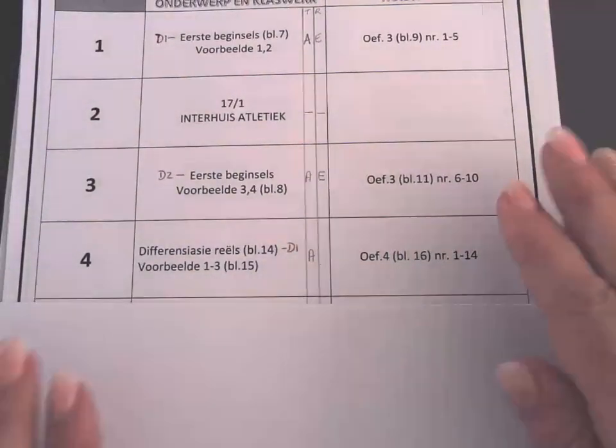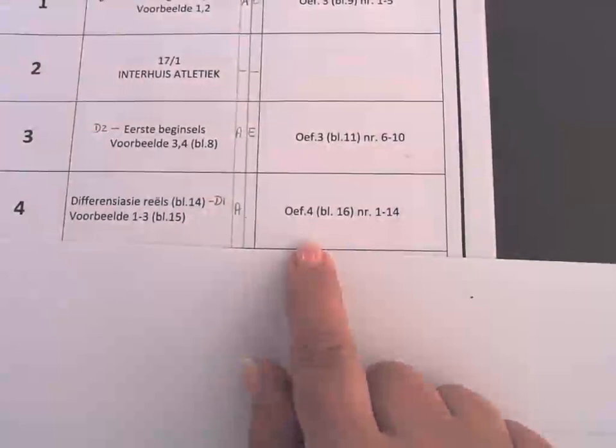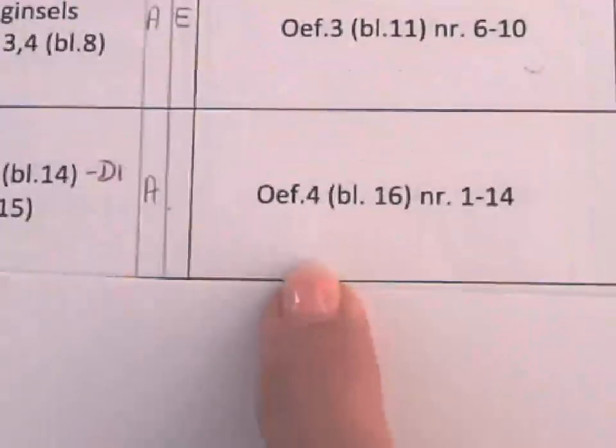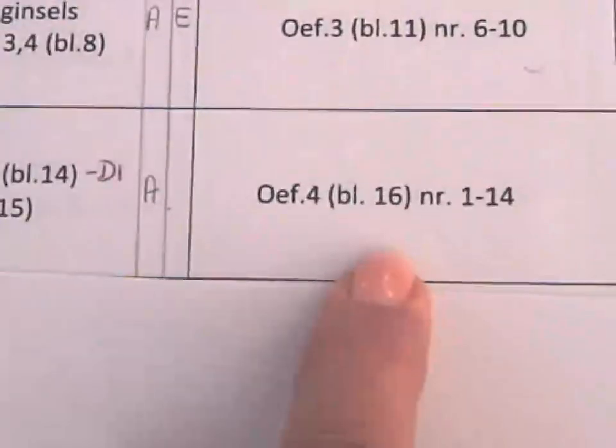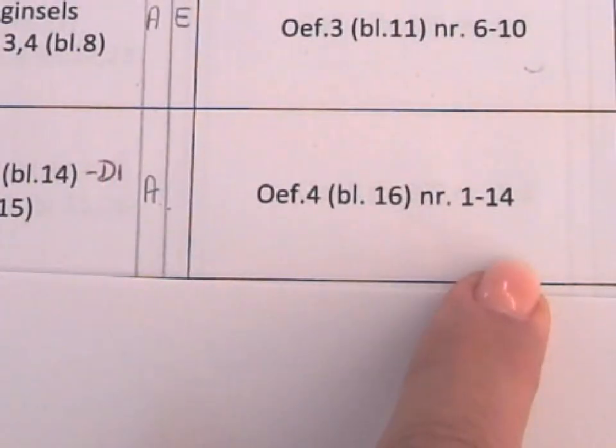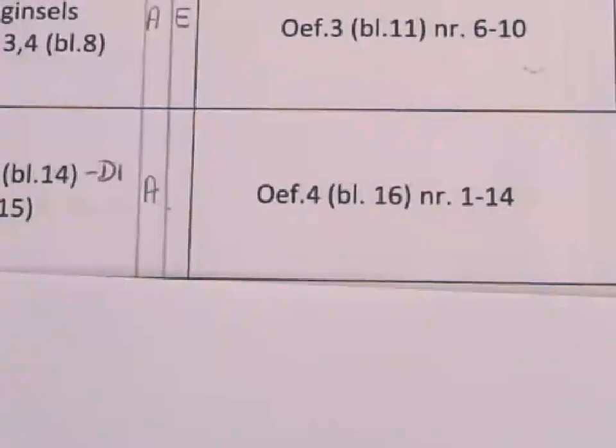Alright, your homework for tomorrow is exercise 4, page 16, number 1 till 14. It should take you 15 minutes. If it takes you longer, you have a problem with multiplying and minusing.